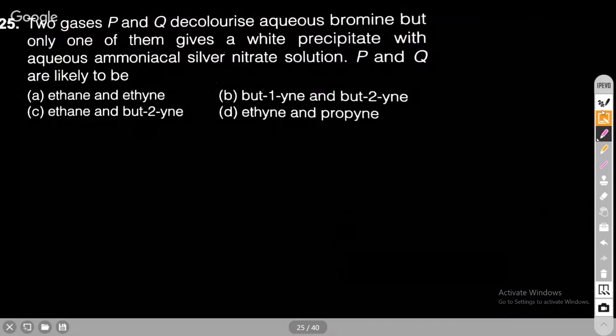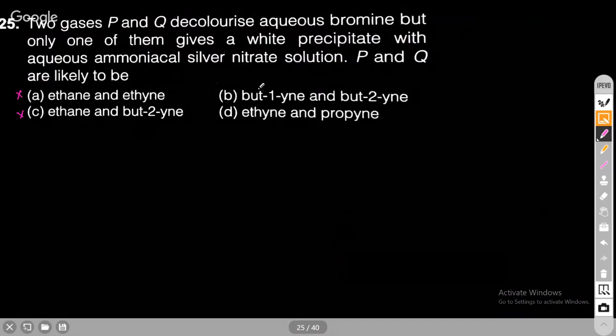What is the answer? You're getting B. Two gases P and Q decolorize aqueous bromine, but only one of them gives a white precipitate with aqueous ammoniacal silver nitrate solution. P equals B. Okay, so first of all, since it decolorizes aqueous bromine, the compound must be unsaturated, right? So we cannot have any alkane here, so options A and C are wrong directly.